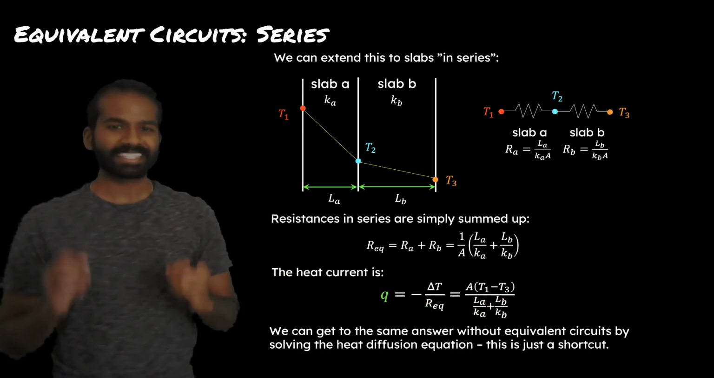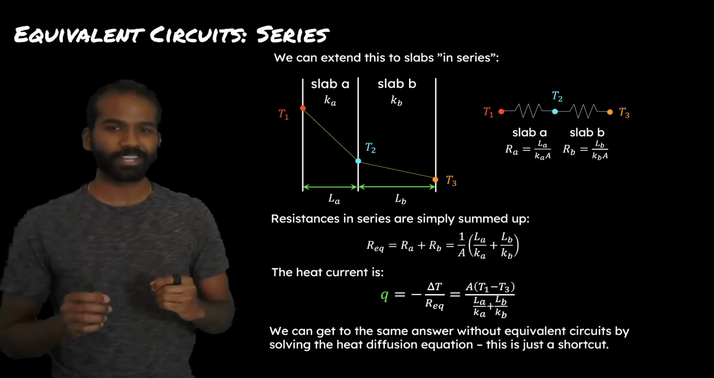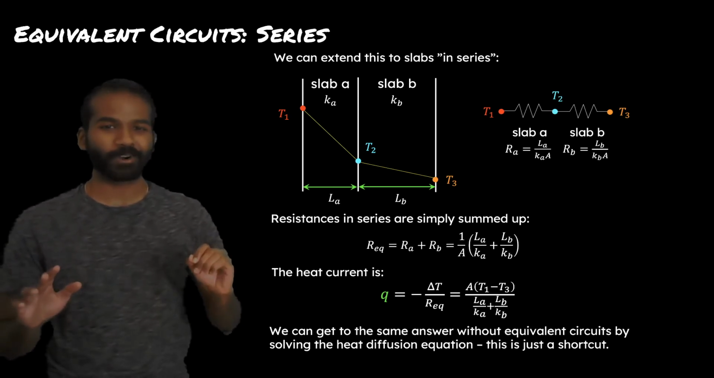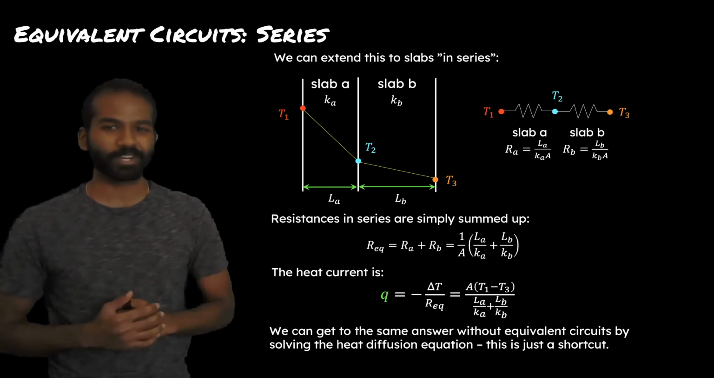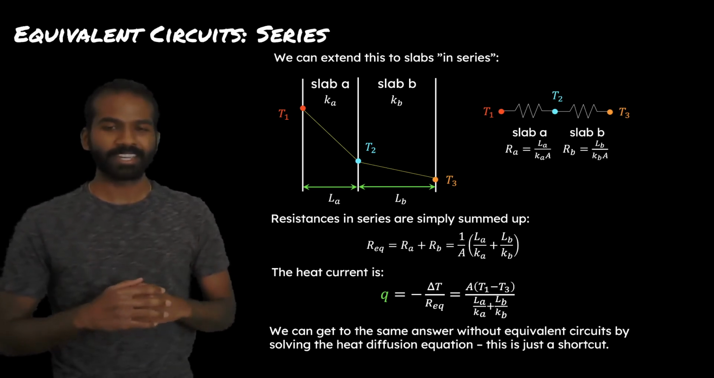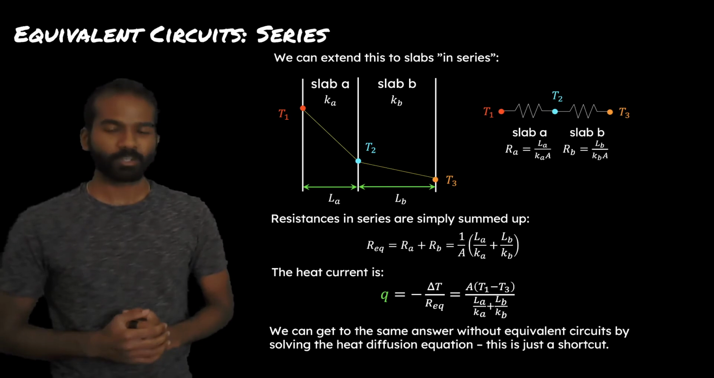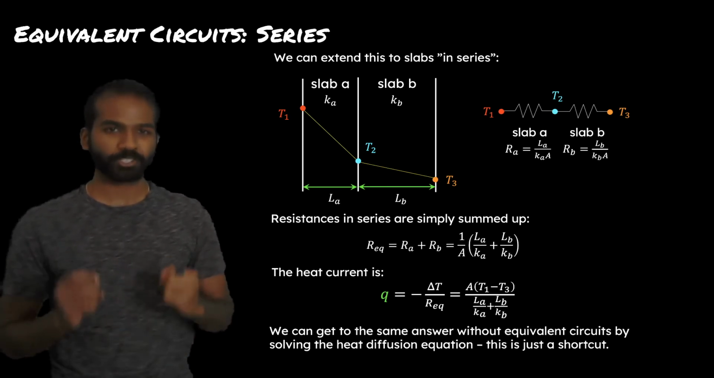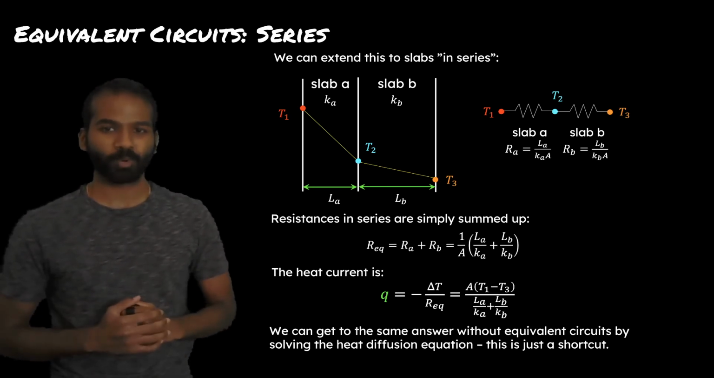We can get this exact same answer for the heat current without using equivalent circuits at all. We could just solve the heat diffusion equation and go through the usual process of applying boundary conditions and get to a solution. Equivalent circuits are simply a shortcut that helps us get there more quickly.